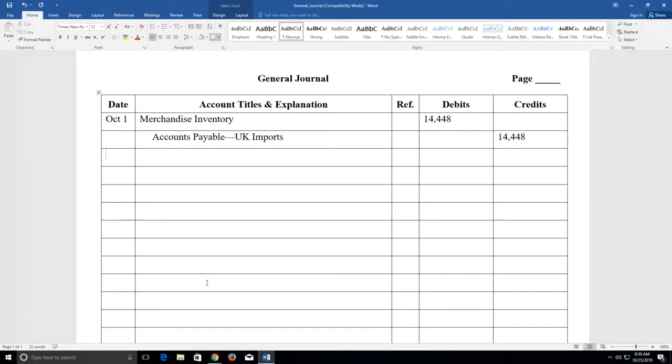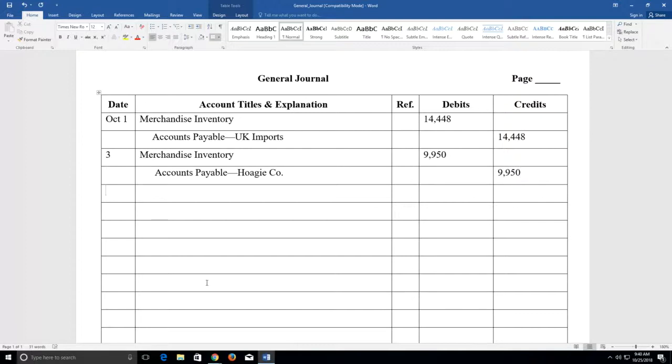So on the 3rd, it says that we purchased merchandise from Hoagie Company. FOB shipping point. This means that we have to pay the shipping. Okay, so shipping point means that the buyer pays the shipping. Destination means the seller pays the shipping. So this is going to be merchandise inventory again. For $99.50. Accounts payable. Remember, we indent our credit. Hoagie Company. For the same $99.50.